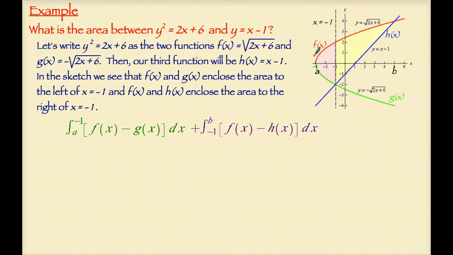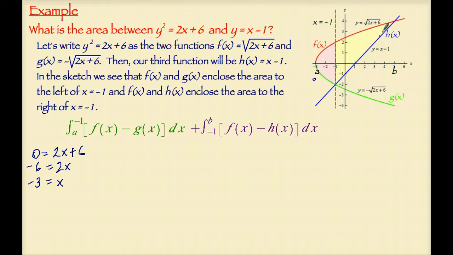We can find the x-intercept of this curve by letting y equal 0. 0 is equal to 2x plus 6. That means -6 is equal to 2x, and x is equal to -3. That's the x-intercept of this curve, and that will be a in the integrand.